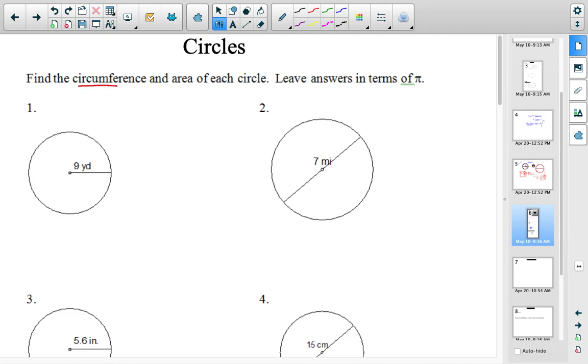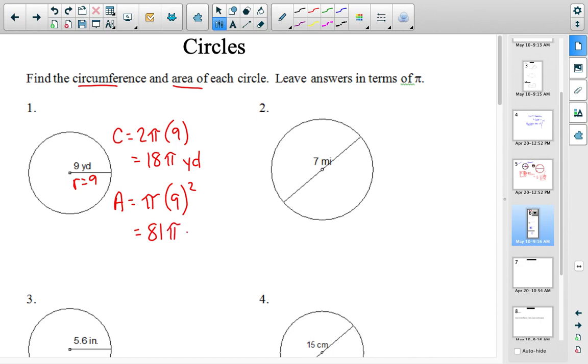Circumference and area, remember we're going to need units. So I notice here that r is 9. So circumference is 2 times pi times 9, which would be 18 pi yards. Area is pi times radius squared, so 9 squared equals 81 pi yards squared. So again, circumference is 2 pi r. These should be in your notes. Area is pi r squared.